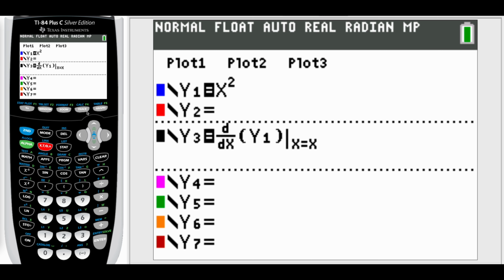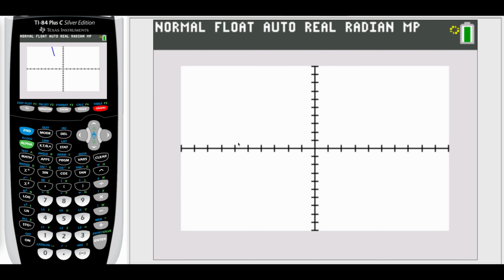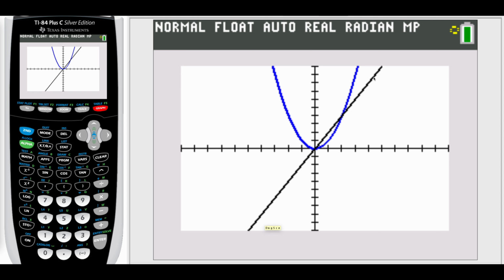Where if you graph this, so I'm going to hit graph right here, you'll notice it graphs the x squared, so there's the parabola, but then it also graphs the derivative of x squared, which is 2x. It takes a little bit longer because, again, it's counting to figure out the derivative of each of those points. And there is the 2x. The derivative of x squared is 2x.